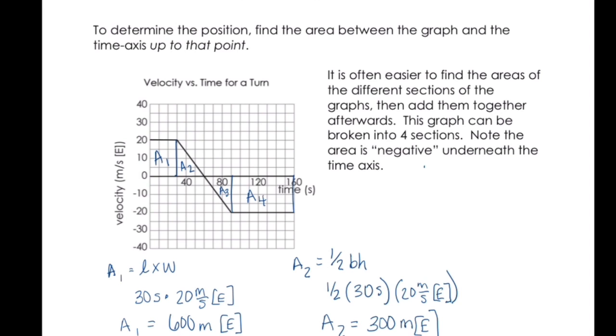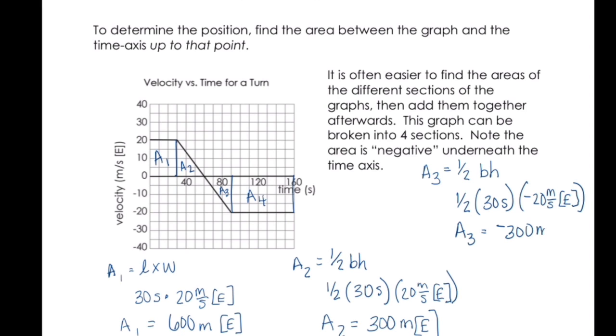For area 3, we again have a triangle, so 1/2 base times height. So we're going to have 1/2, it's another 30-second increment, times negative 20 meters per second, and we're going to keep it to east, I guess I should say, instead of switching it over to west. So we'll find that A3 is negative 300 meters east.